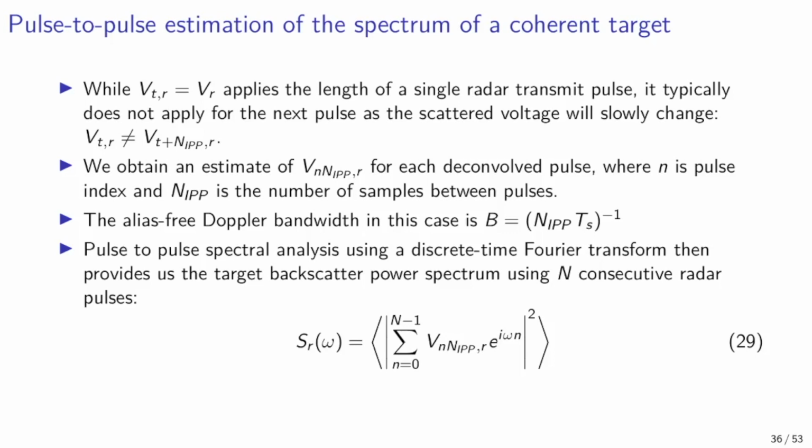In order to be able to do this, the power spectrum of the radar scatter needs to be sufficiently narrow so that spectral aliasing is avoided. The Doppler spectrum for each range can now be obtained by averaging the magnitude squared of the discrete time Fourier transforms of the scattered complex voltage measured from pulse to pulse for a certain range.